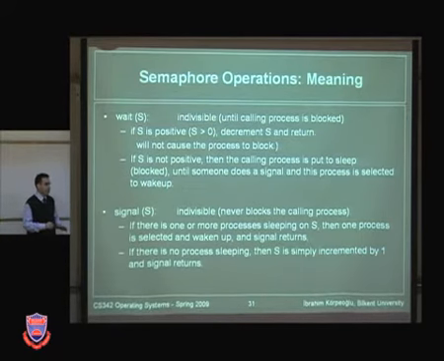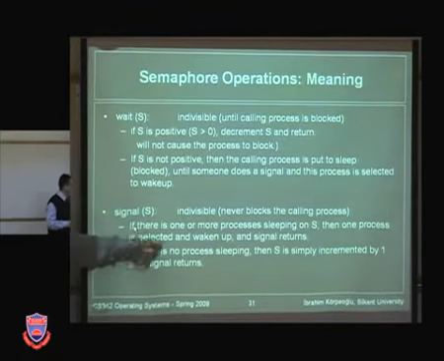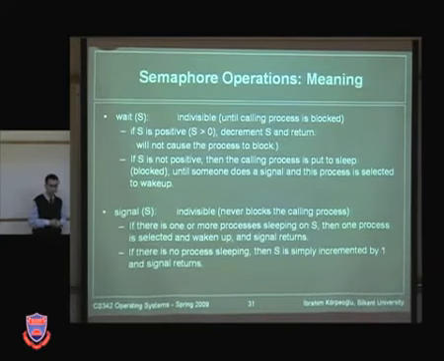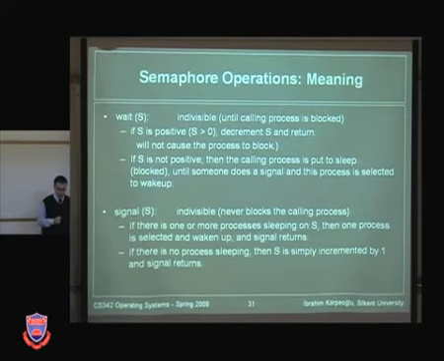What happens if a process calls the signal operation on a semaphore s? If a process invokes the signal operation on a semaphore, then this is what is done inside the kernel as part of the signal implementation. If there are one or more processes sleeping on s, then one of them is selected and woken up, put into the ready queue so that it can be scheduled to run on the CPU whenever the CPU scheduler decides to run it. And the signal system call returns.